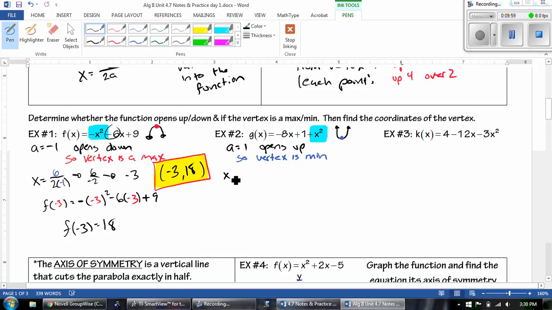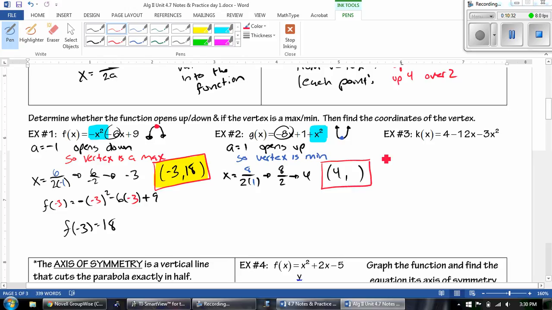Okay, so now we have to figure out what the vertex is. We would say that x equals the opposite of b, so it's going to be a positive 8, all divided by 2 times a. So on the top is 8, 2 times 1 is 2, and then we get 4. So my vertex, I know that the x value is 4.